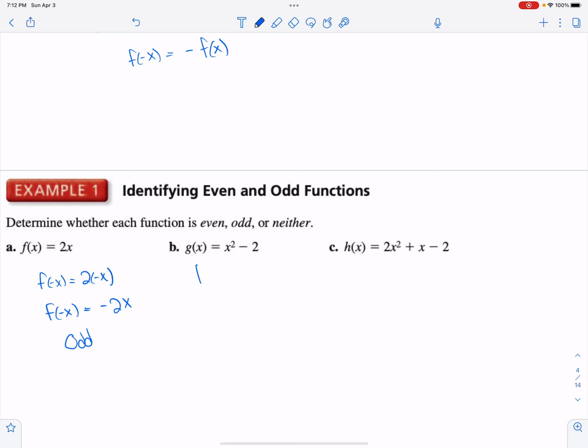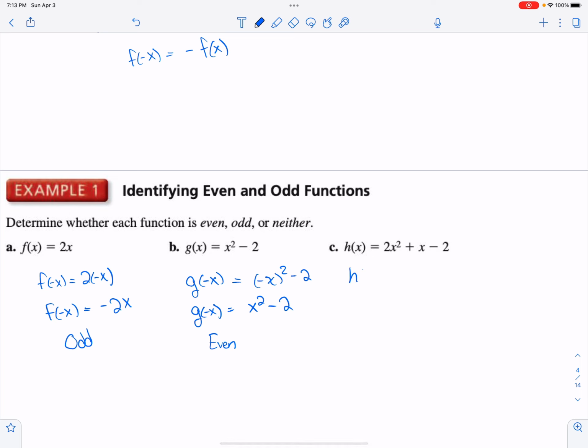Okay, if I do the same thing here, this function's name is g, so let's label that properly. g of negative x is equal to negative x squared minus 2. If I take a negative times a negative, it's still just going to be positive. So g evaluated at negative x is actually equal to g evaluated at positive x. Because those did not change, this function is even.